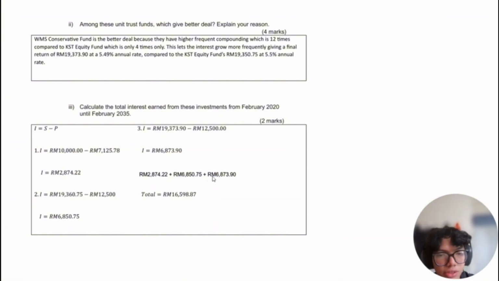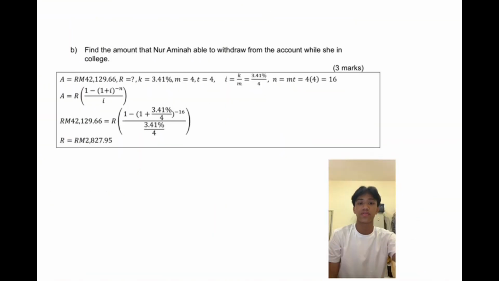After you got all your interest, calculate all the interest and count the total, and you got the final answer. It is RM 6,598.87.